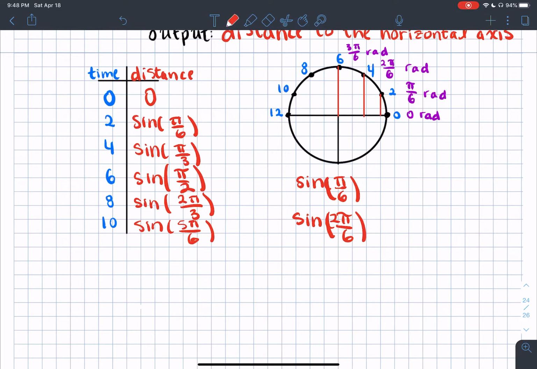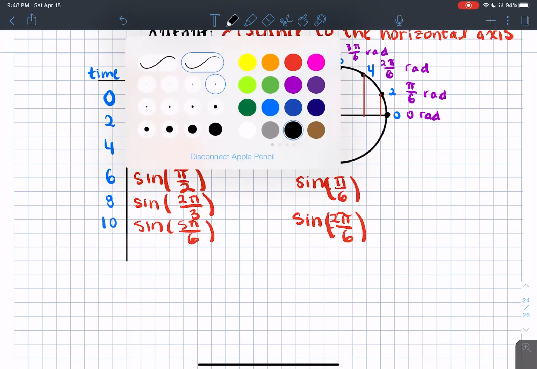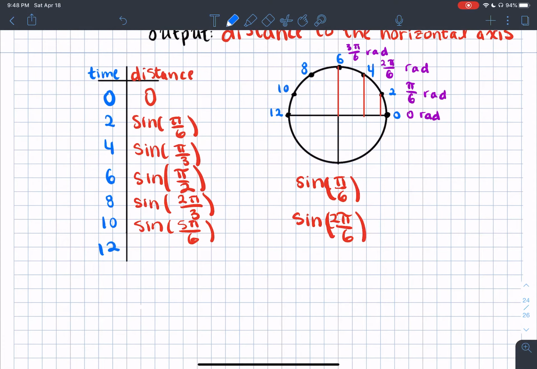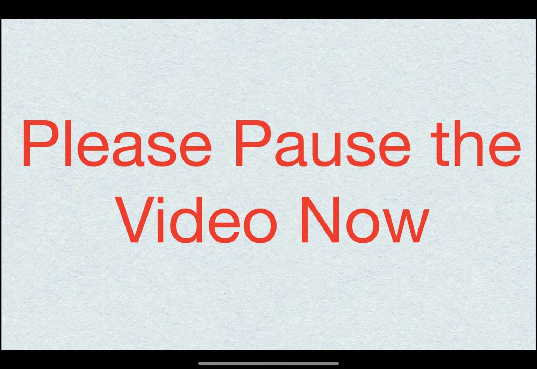And lastly, let's extend our table a little bit. At 12 seconds, we have sine of 6 pi over 6, or just pi. So go ahead and look at this table for a moment and think about which would be x and which would be y.